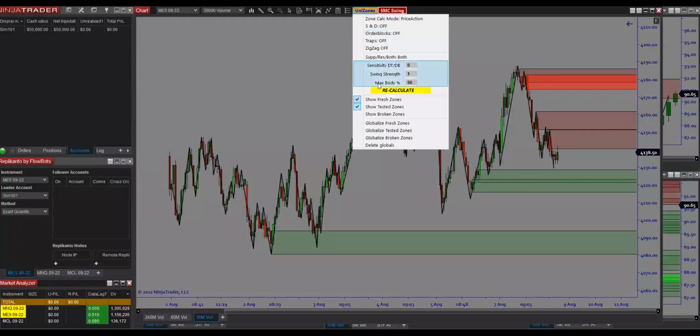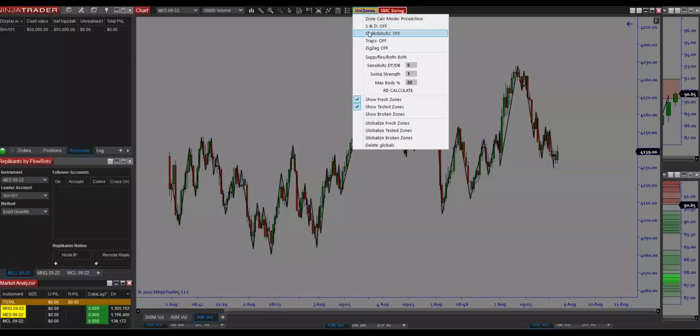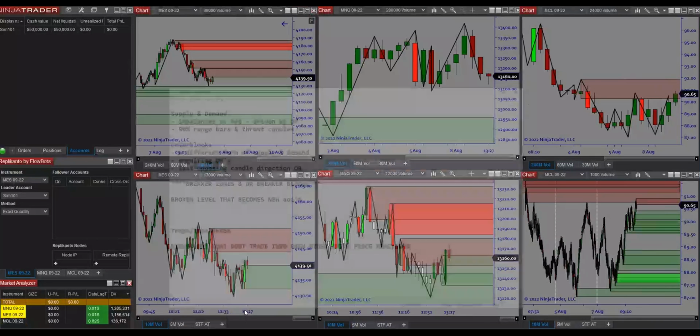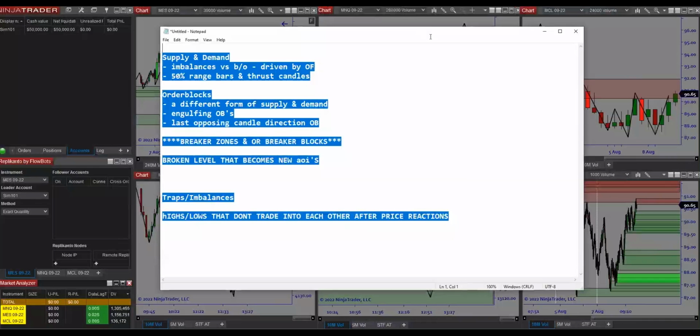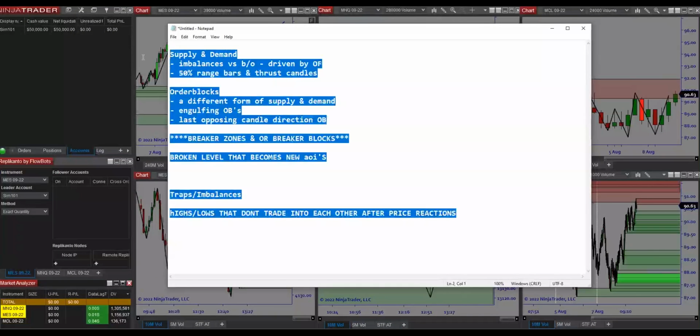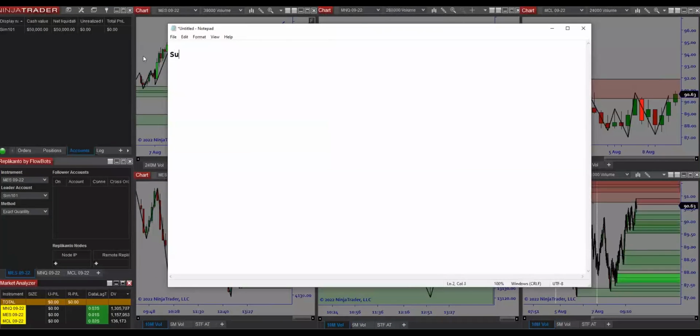Absolutely. So I'm going to turn this off for a second. Knowing this, wouldn't it be safe to say that all of this is to tell us where to enter? It's the entry location, right? So let's sum this up. Supply and demand, order blocks, traps, all of this is designed to show us entry locations.